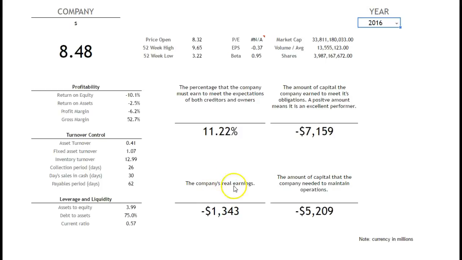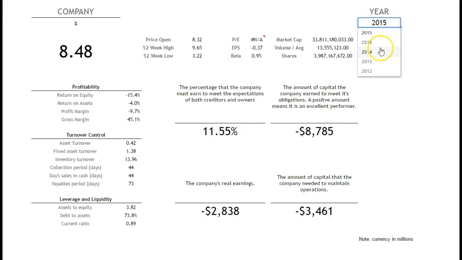And the third item is the real earnings of the company, not the net profit, but the real earnings. In 2016, they had a -1. And the fourth item is the amount of capital that the company needs to maintain its current operations. So they have a -5. Bad year, 2016. 2015: 11.5%, -8, -2, -3, all negatives in 2015.